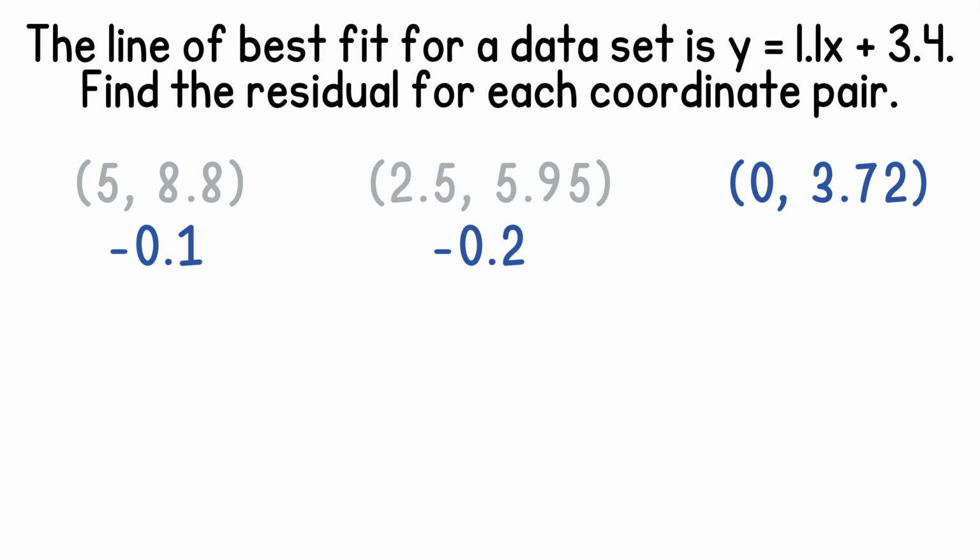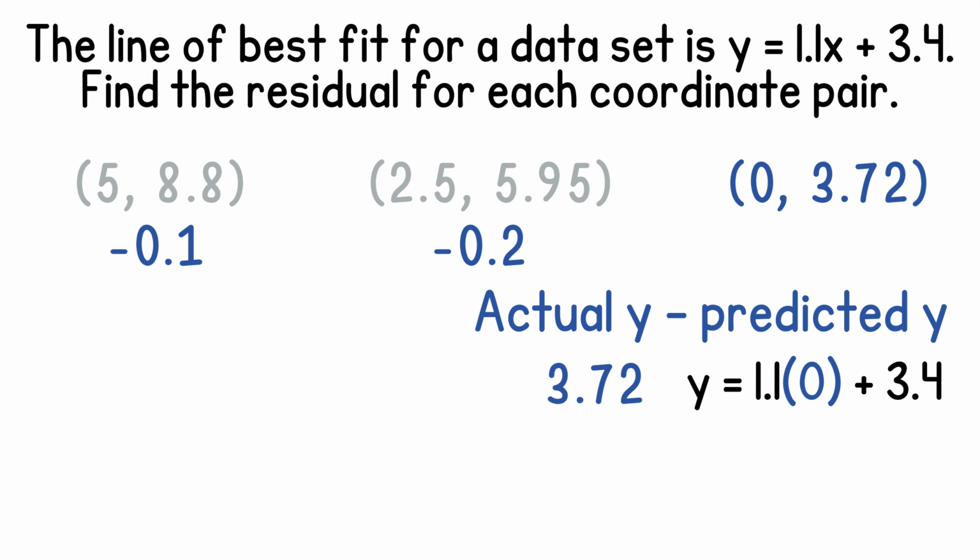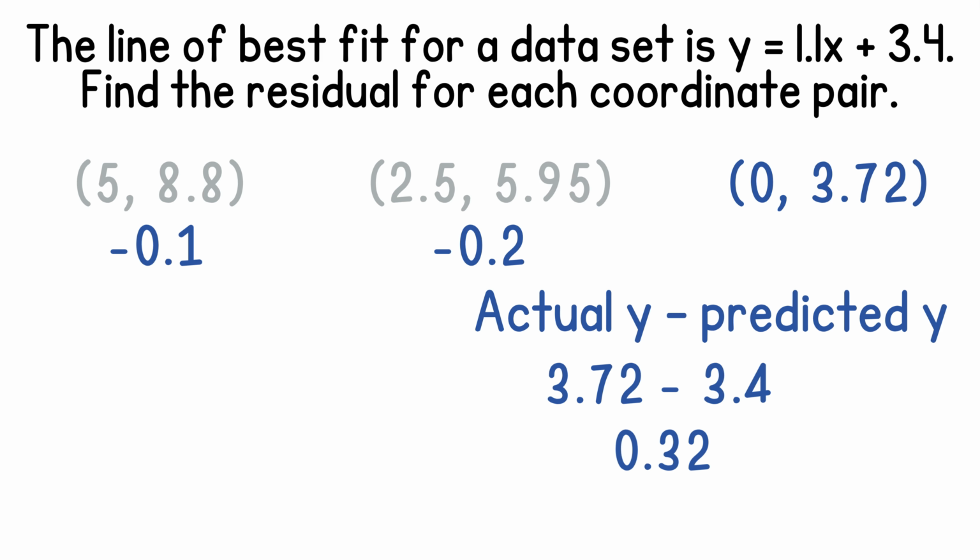Now let's look at our last coordinate. We'll take our formula again, and our actual y value is 3.72. To find the predicted y, we'll take our equation again and replace x with 0. This gives us 0 plus 3.4, or just 3.4. So we'll subtract this in our formula now. This gives us a residual of 0.32.